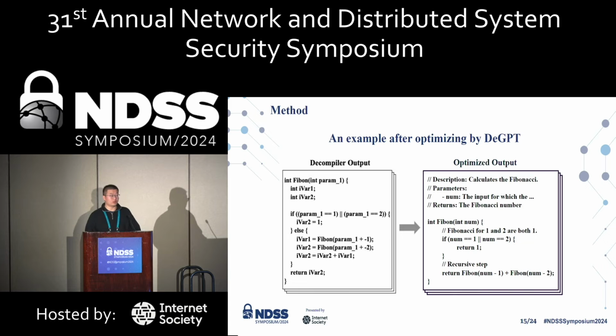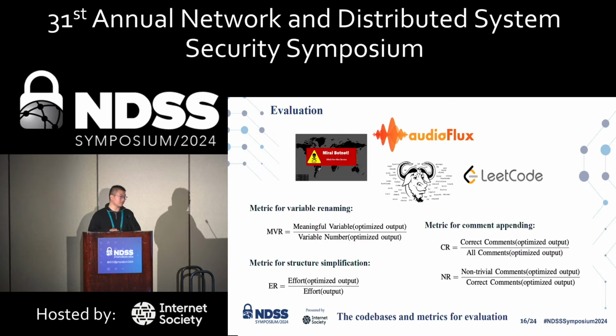This page shows a simple example of the practical performance of DeGPT. The left is the direct decompiler output, while the right is the optimized output. We can see that the optimized output obviously has more meaningful comments to help us understand the function. It also has more meaningful variable names and more concise structures. This can obviously decrease the cognitive burden for reverse engineers when they analyze binaries.